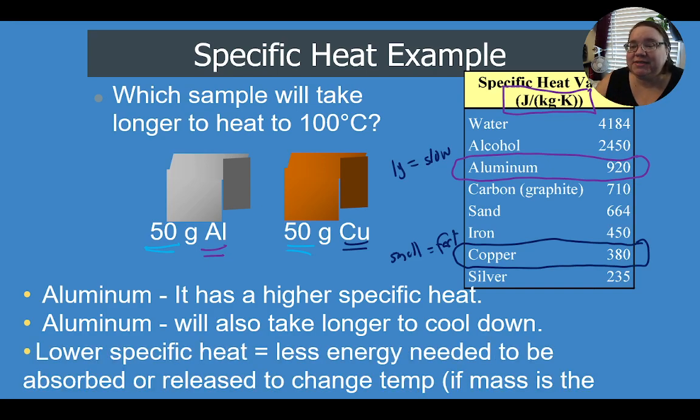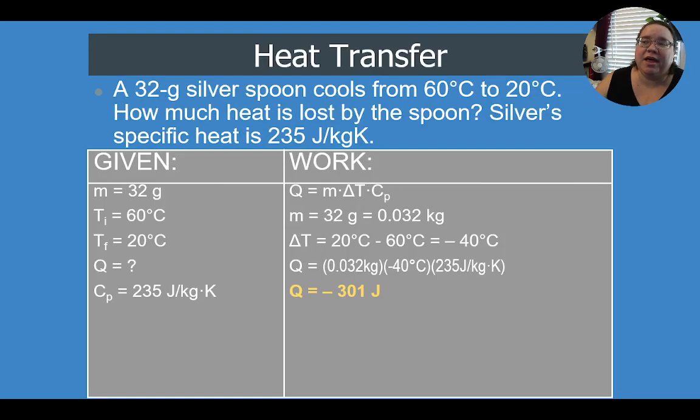So our lower specific heat means it's going to take less energy to be absorbed or released to change the temperature. And this is assuming that the mass is constant. I don't know why that word didn't stay on there, but it didn't. So assuming the masses are the same, the lower number is going to increase or decrease its temperature faster than the substance with the higher specific heat.